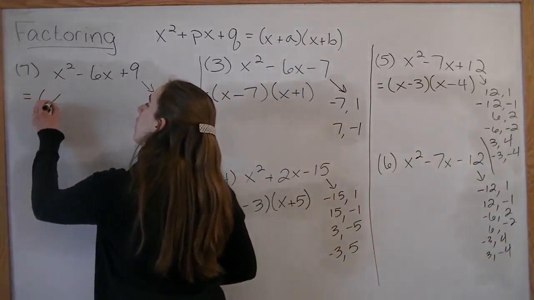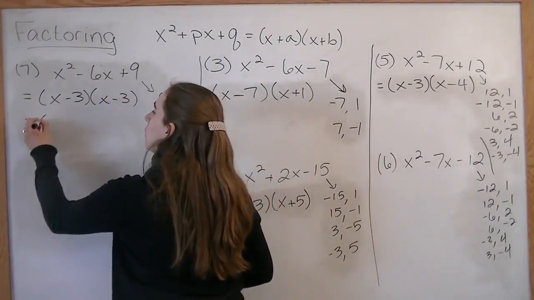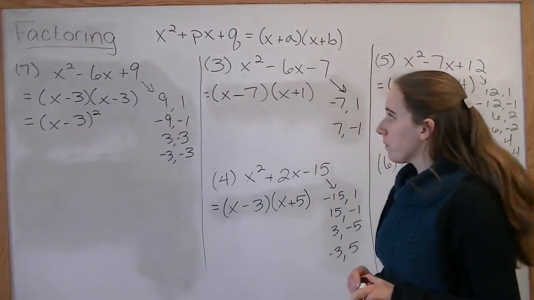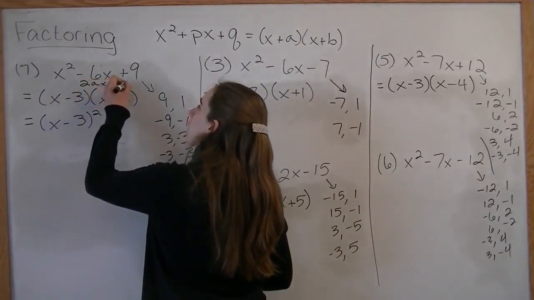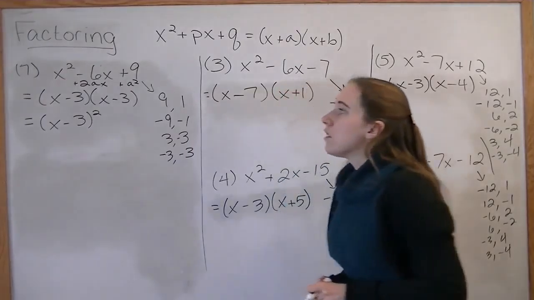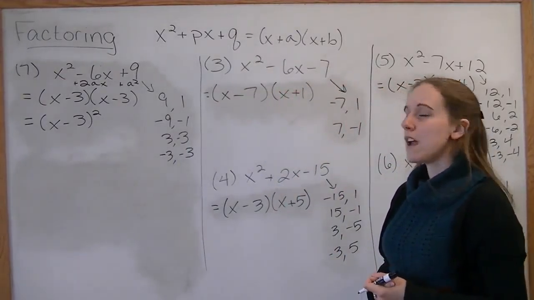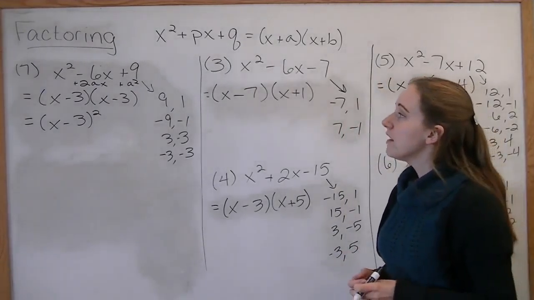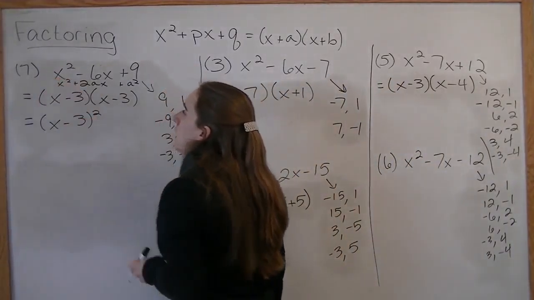So our factored form is x minus 3 times x minus 3, which we notice is indeed x minus 3 squared. So if we think of this as a 2ax and an a squared, let's see if that makes sense. So if negative 6 is 2ax, a would be negative 3. If we square negative 3, we do indeed get 9. So we see that this is indeed our perfect square form.